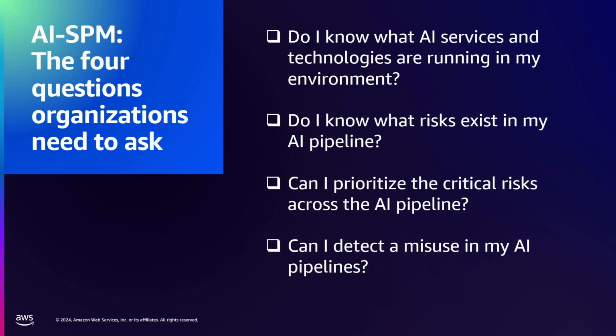So when it comes to AI-SPM, these are the four questions that you should be asking yourself when you're looking for a solution. The first one is, do I know what AI services and technologies are in my environment? Do I have full visibility? The next one is, do I know what risks exist in my AI pipelines? And then can I prioritize the critical risks across my pipeline? And also, can I detect misuse in my AI pipelines? So any real-time events that happen in my pipelines, can I detect them if they're suspicious?